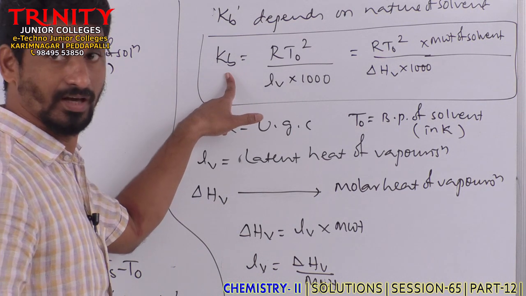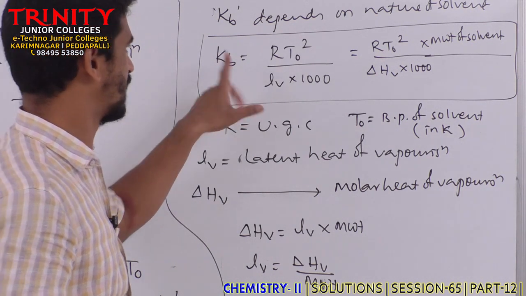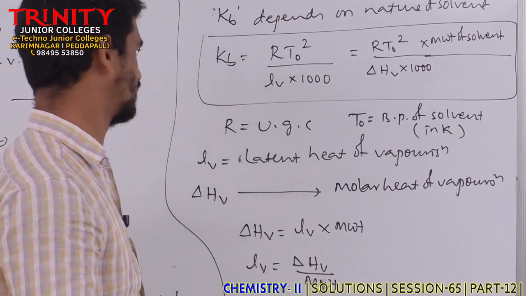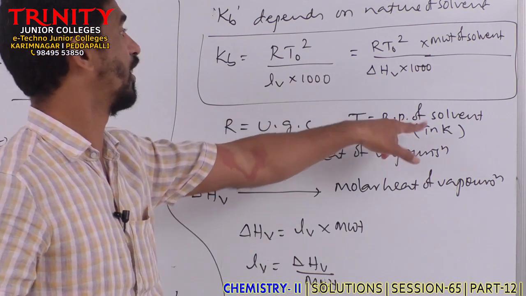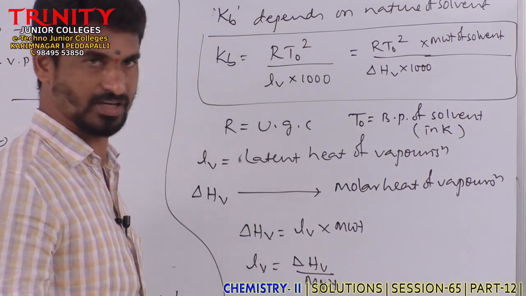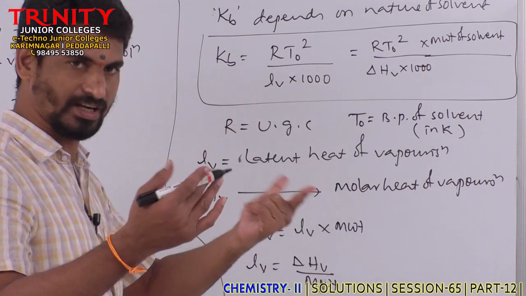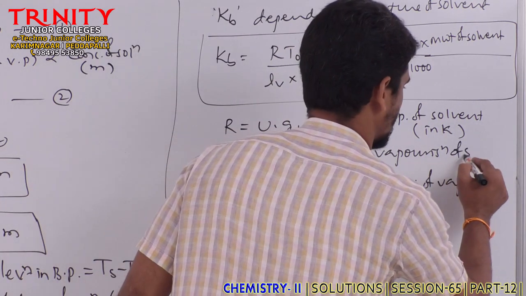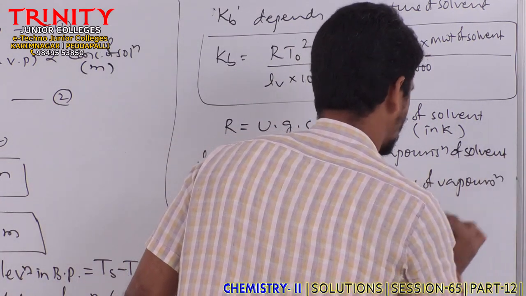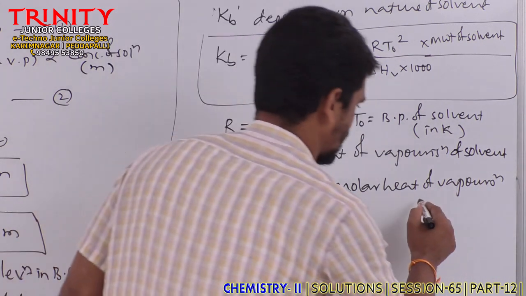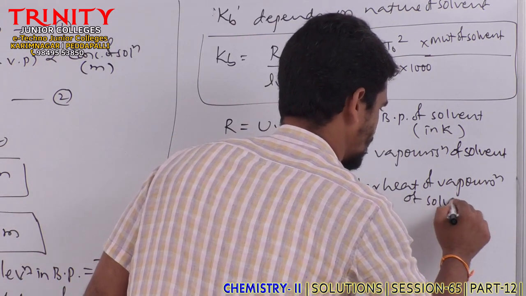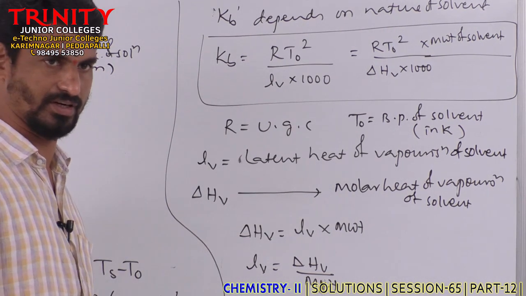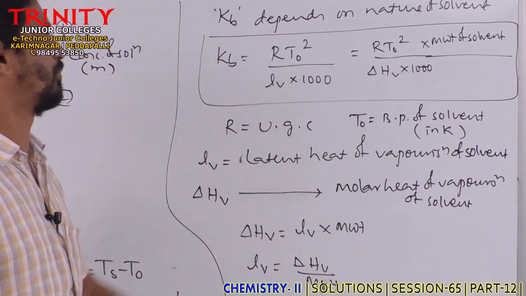Kb is an ebullioscopic constant which depends on, as you can observe here, R, the universal gas constant, and T naught, the boiling point of solvent, which means it depends on nature of solvent. LV is the latent heat of vaporization of solvent or liquid, and delta HV is the molar heat of vaporization of solvent or liquid. So delta HV or LV depends on nature of solvent, so Kb value depends on nature of solvent.